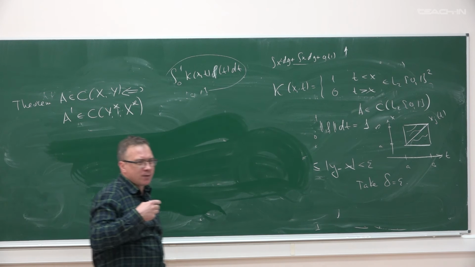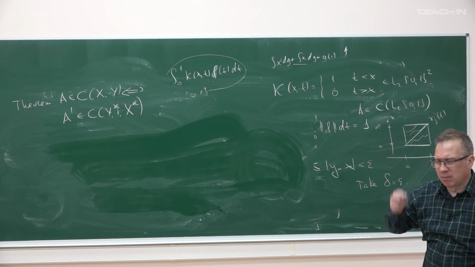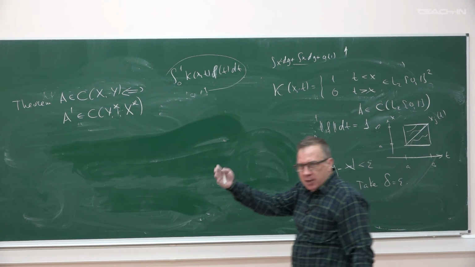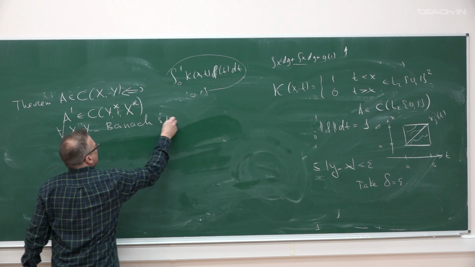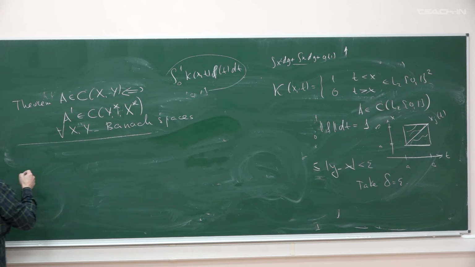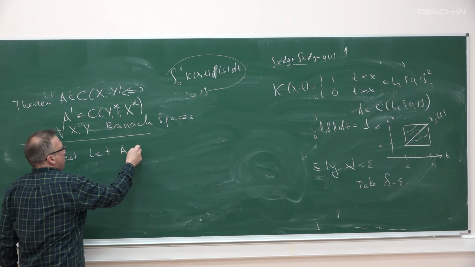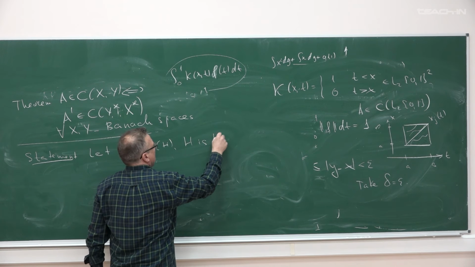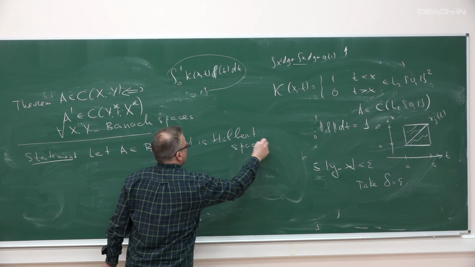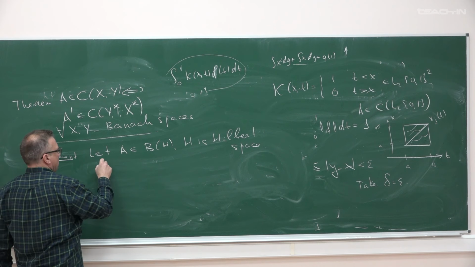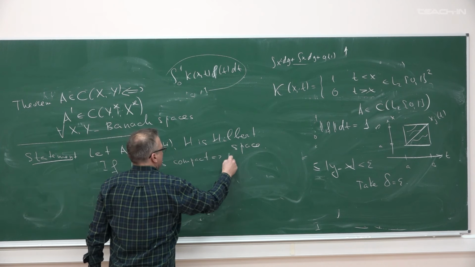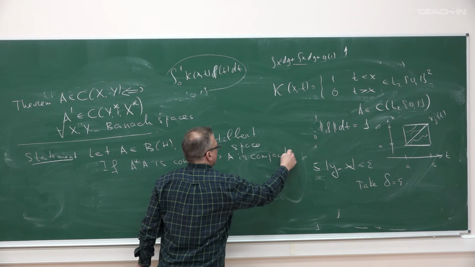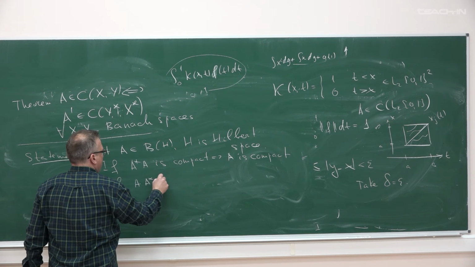For Hilbert space, the proof is not very easy, but not as difficult as in Banach spaces. Let's consider the situation in Hilbert space. Now let us consider H. So the statement: let A be bounded in H, a Hilbert space. If A star A is compact, then A is compact. And if A A star is compact, then A star is compact.